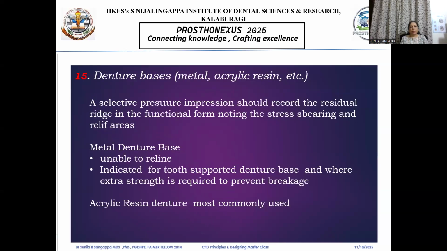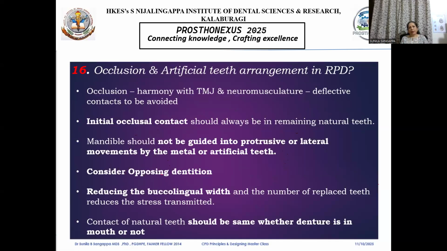Denture bases, metal or acrylic resin. Yes, of course, acrylic resin is most commonly used. Metal denture bases are used only in tooth supported conditions as in class 3. Impressions of selective pressure have to be considered with the stress bearing areas in mind whenever we have a long span edentulous condition. This is something very important.